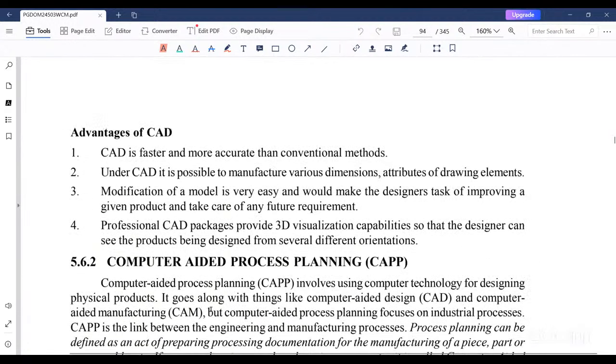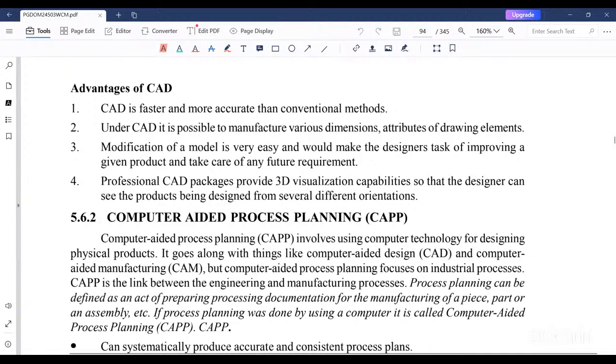Next, advantages of CAD. It is very fast and more accurate than conventional methods, and it is possible to manage various dimensions and attributes for drawing elements. Modification of the model is also very easy, which helps the designer improve a given product and take care of any future requirement. Professional CAD packages provide 3D visualization. These are the advantages where CAD is more applicable and useful to the manufacturing organization.